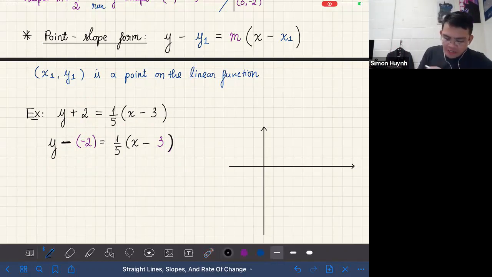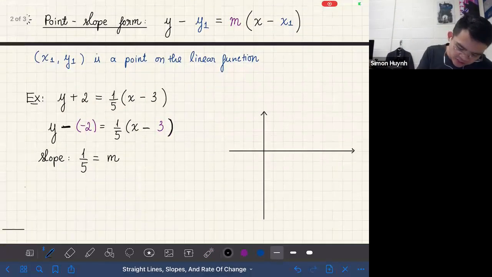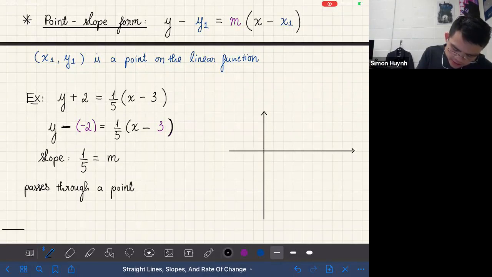So here we know that this function has the slope of 1/5. So m equal to 1/5. And this function passes through a point, and this point is the point. So here 3 is my x1 and -2 is my y1. So it passes through the point 3, -2.